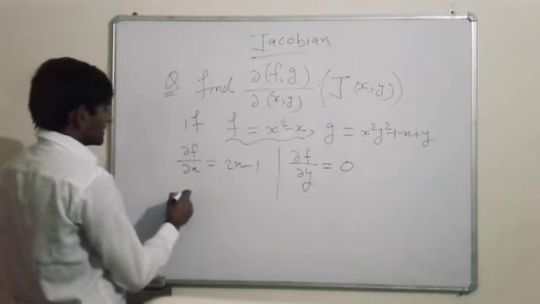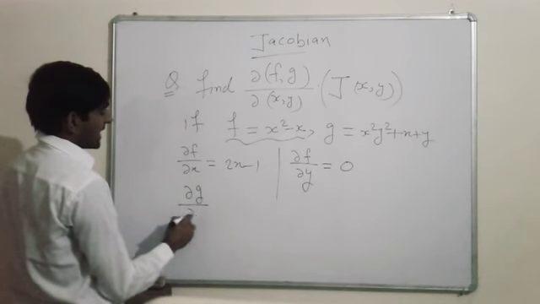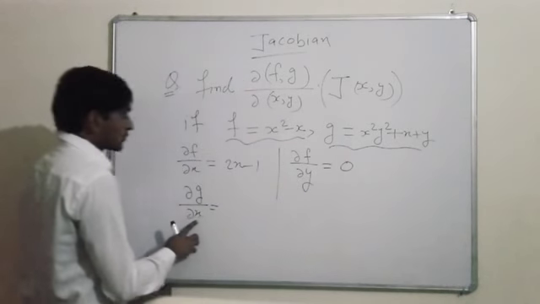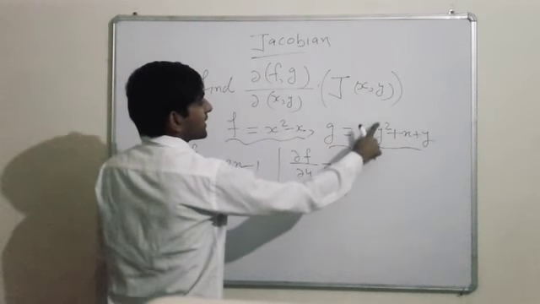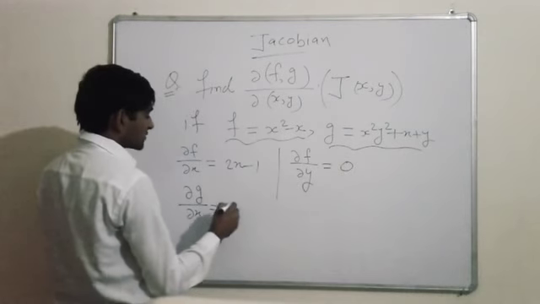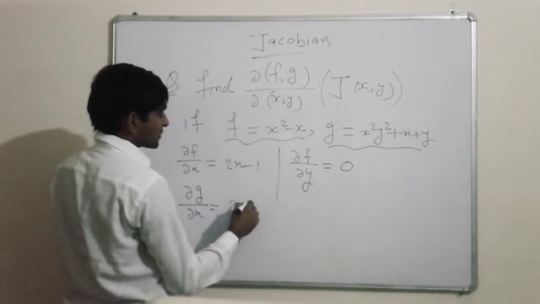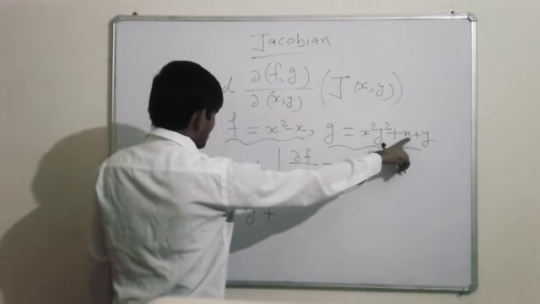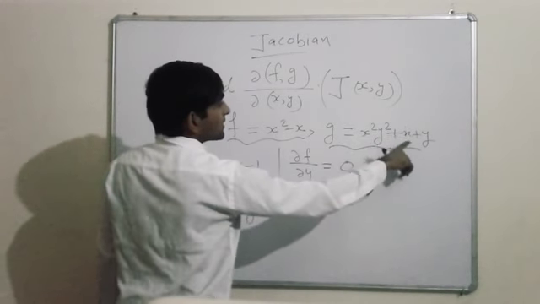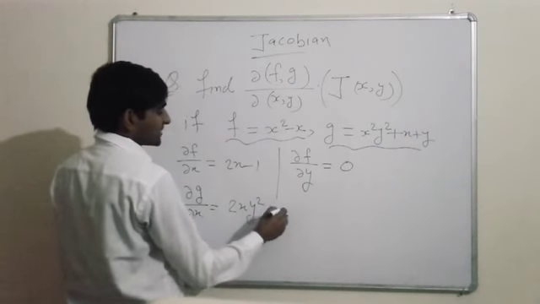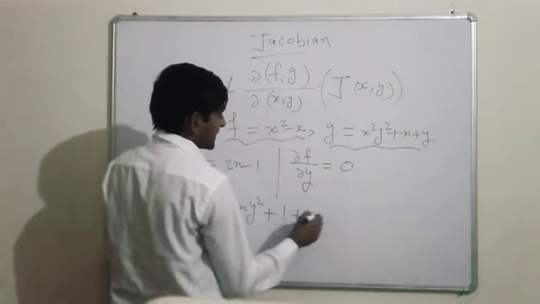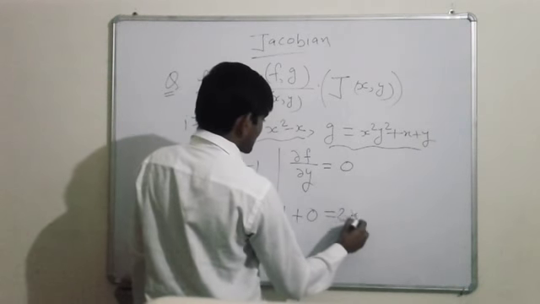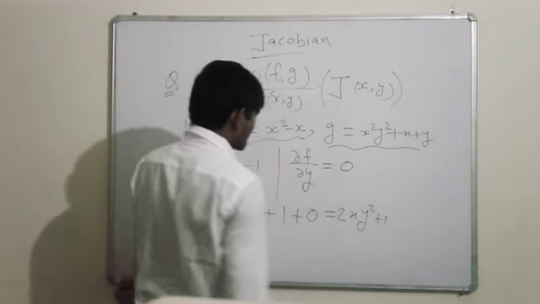Again, now del g over del x, the partial derivative of the g function with respect to x, that will be x square y square. The derivative of x square is 2x, y square is constant, plus x is variable, the derivative of x is 1, plus y is constant and its derivative is 0. Finally, this becomes 2x y square plus 1.